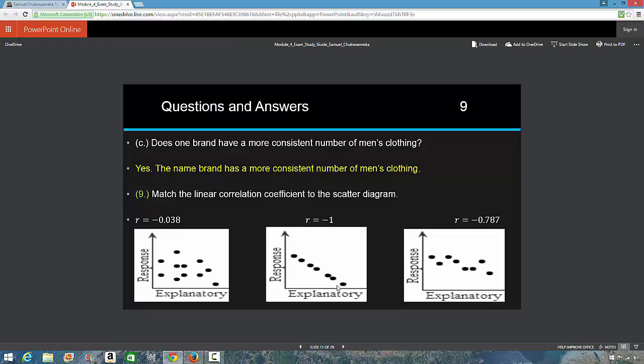Here the points are perfectly in a straight line, although with a negative slope. So r is -1. Here the points are kind of scattered, but they tend towards a straight line better than here, where the points are scattered. So this is a perfect negative correlation. This is a strong negative correlation, and this one is a very weak negative correlation. That's what I wanted you to notice in these scatter diagrams.